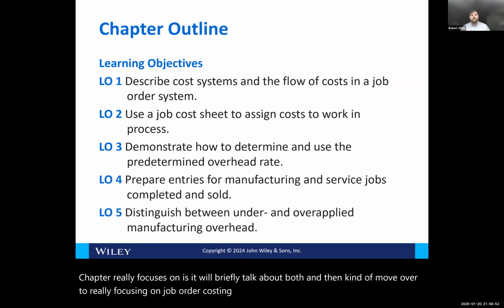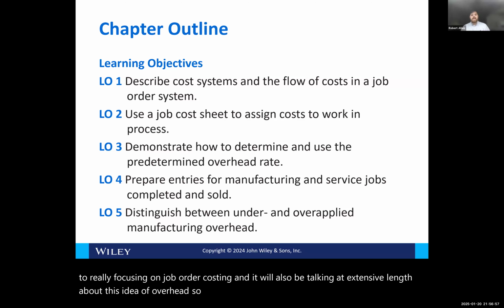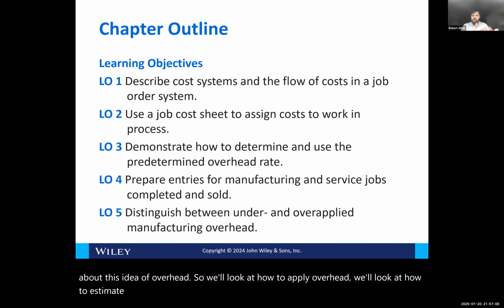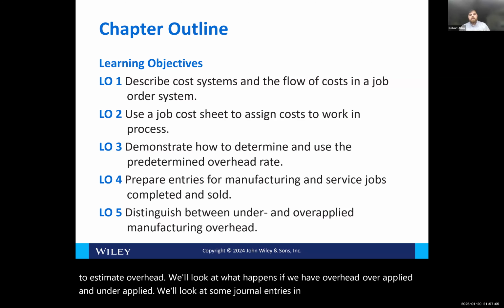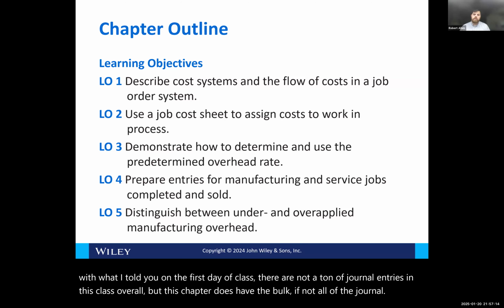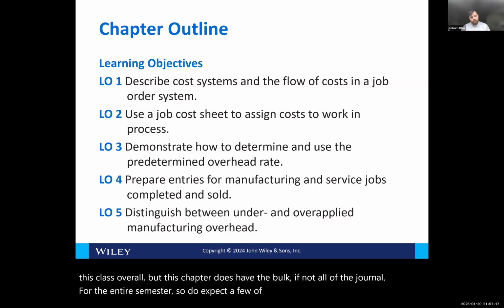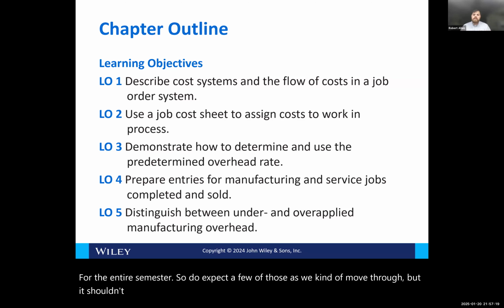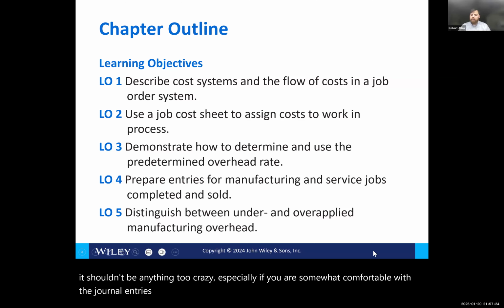It will also be talking at extensive length about this idea of overhead. So we'll look at how to apply overhead. We'll look at how to estimate overhead. We'll look at what happens if we have overhead over applied and under applied. We'll look at some journal entries in this chapter. Keeping with what I told you on the first day of class, there are not a ton of journal entries in this class overall, but this chapter does have the bulk, if not all, of the journal entries for the entire semester. So do expect a few of those as we move through, but it shouldn't be anything too crazy, especially if you are somewhat comfortable with the journal entries from financial accounting or from accounting 1. So hopefully that helps out.